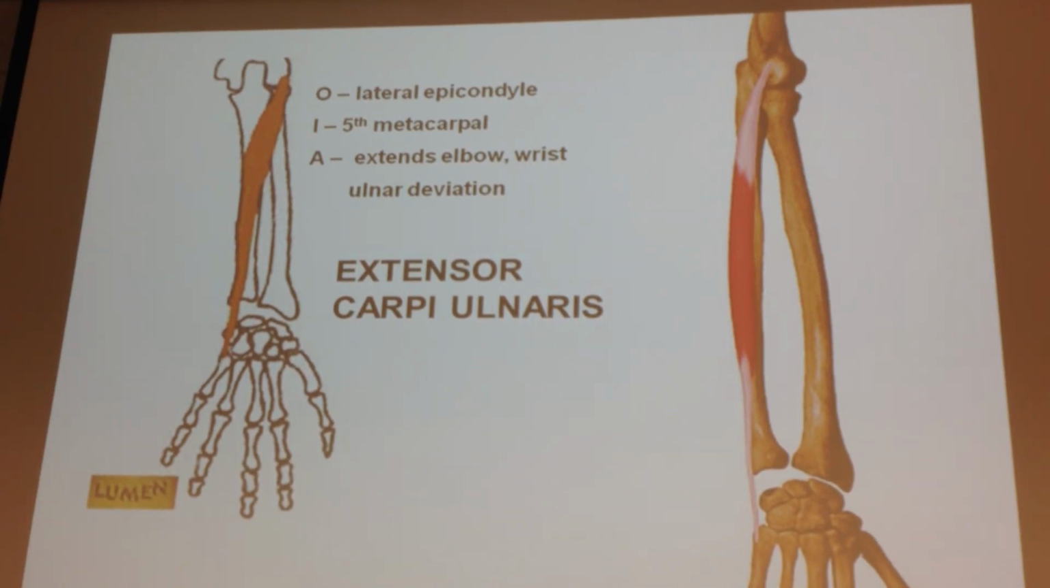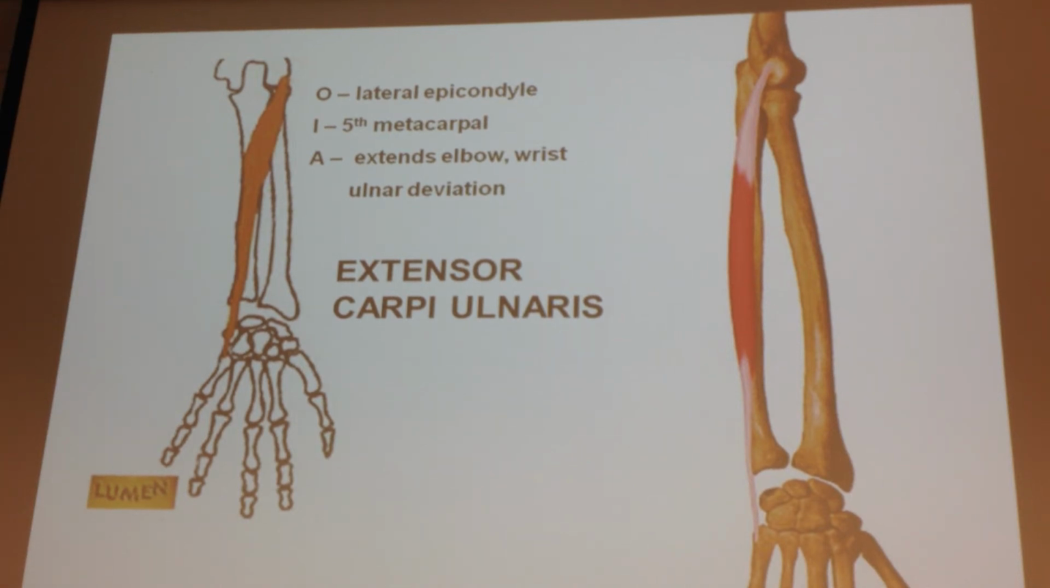All right, so we'll add supinator to the extensor compartment on page 209. The extensor carpi ulnaris added and then supinator added. I'll show it to you in lab. It supinates and it's innervated by the radial nerve. Insertion is onto the radius, and origin is the humerus.